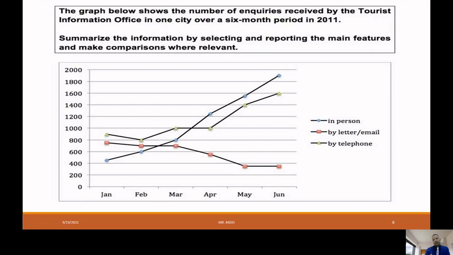I have 3 lines, a triple line graph. So what I can do is make a comparison, and I have to select one by one. Maybe I want to talk about each one alone, so I have 3 paragraphs if I have 3 lines. Or I can make a comparison between the 2 in front of you. You can see here 2 highest top points.